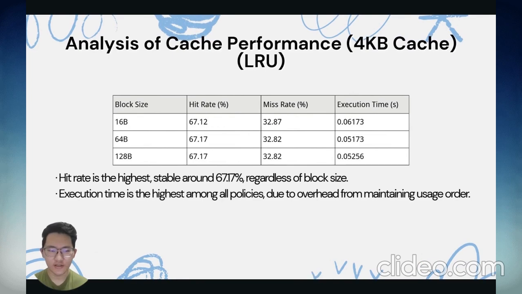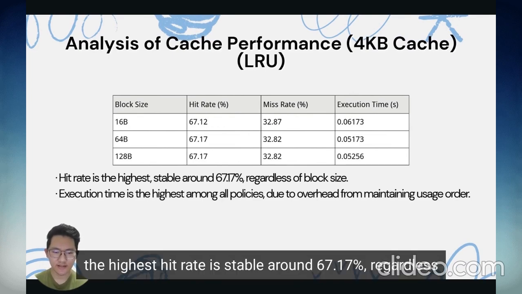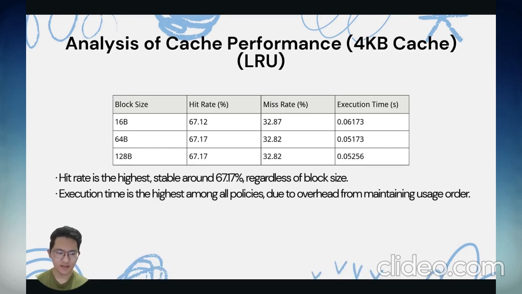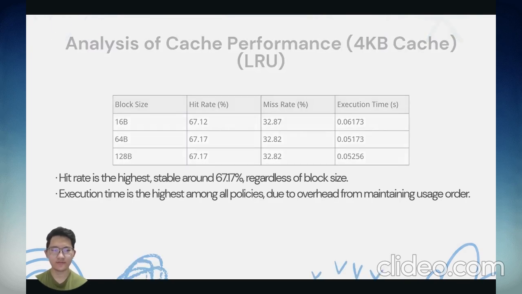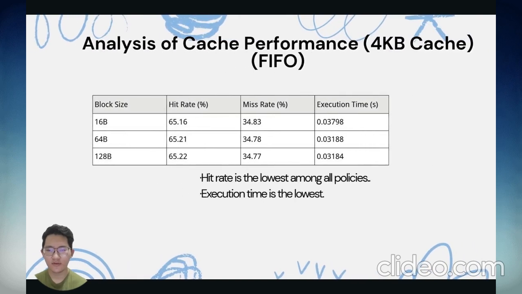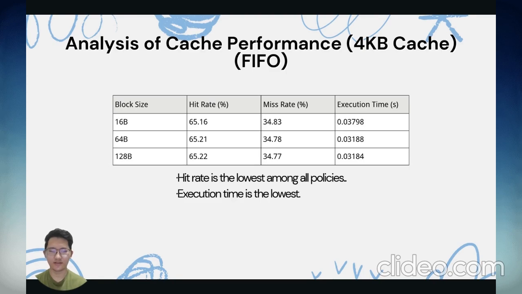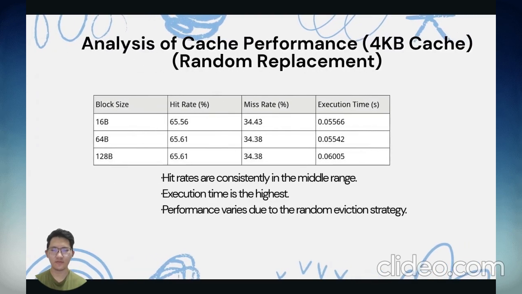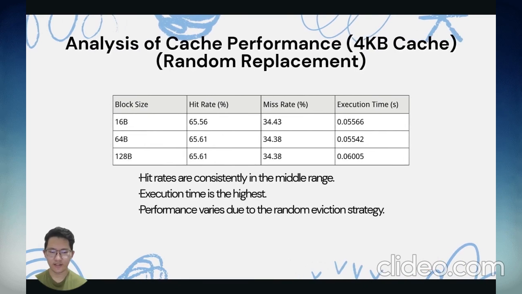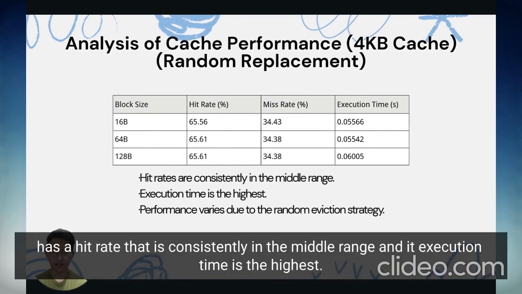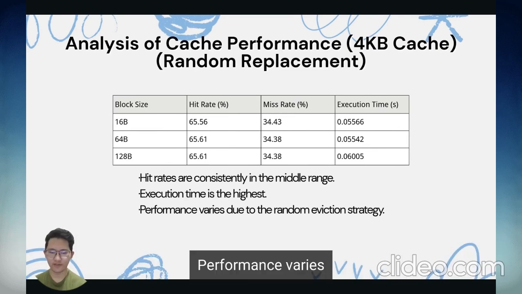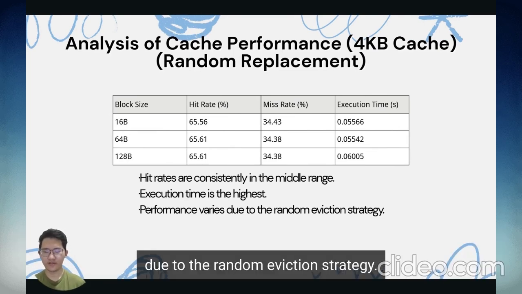For 4 KB cache, LRU has the highest hit rate, stable above 67.17%, regardless of the block size. The execution time of LRU is the highest among all policies, due to overhead from maintaining usage order. For FIFO at 4 KB cache, the hit rate is the lowest among all policies, and the execution time is also the lowest. Random replacement has a hit rate that is consistently in the middle range, and its execution time is the highest. Performance varies due to the random eviction strategy.